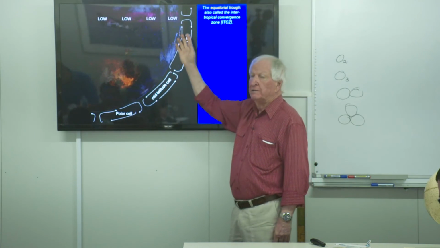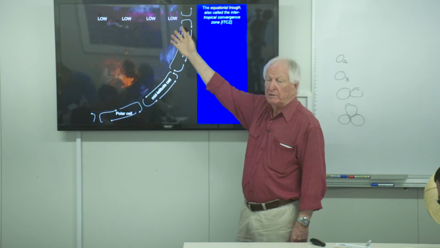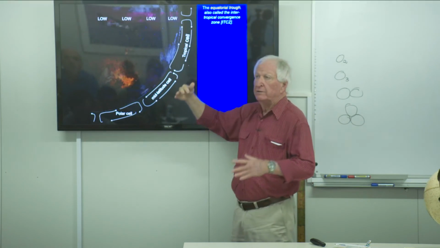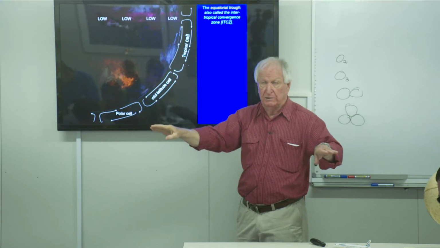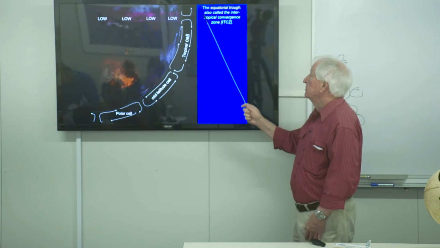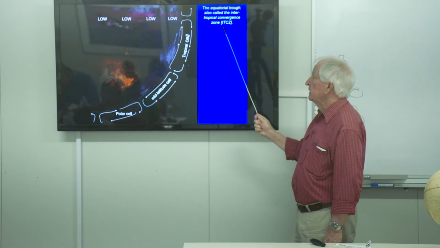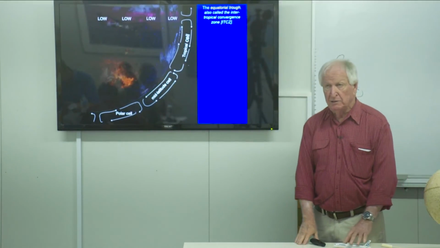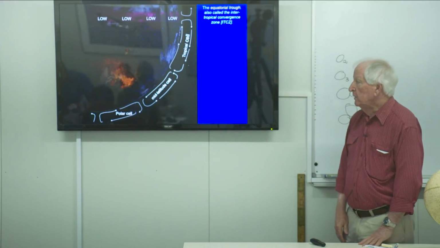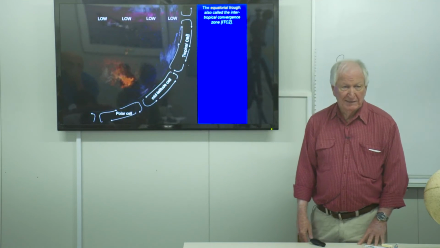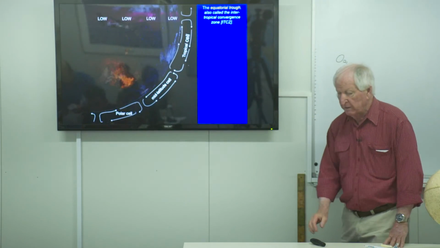Intertropical, between the tropics, the northern tropics and the southern tropics, and convergence, the air is colliding, two airstreams colliding. It's really the same thing. The equatorial trough is also the intertropical convergence zone. ITCZ, or as the Americans would say, ITCZ, the intertropical convergence zone.